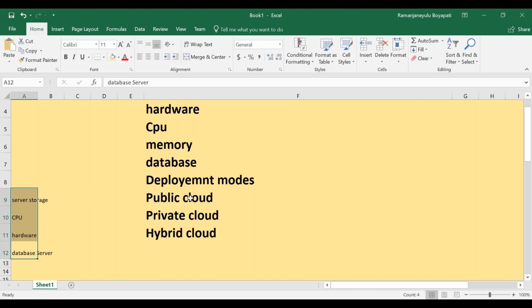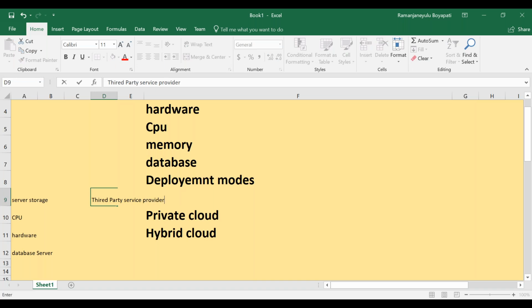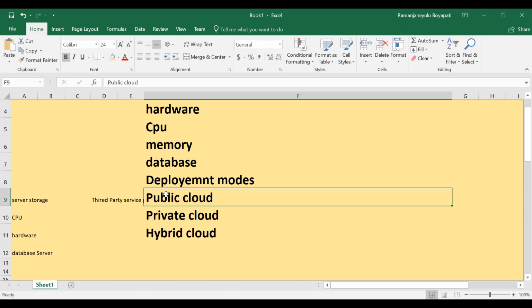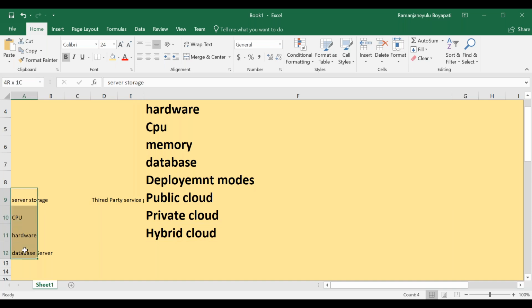So what we will do, the service providers, whether Microsoft Azure or Amazon Web Services, these are third party service providers. They will maintain all this server storage, CPU, hardware, database, whatever you want. All these are placed in their data centers. Microsoft or Amazon Web Services have their big data centers and they are giving you space to utilize their services through the web. That is a public cloud.